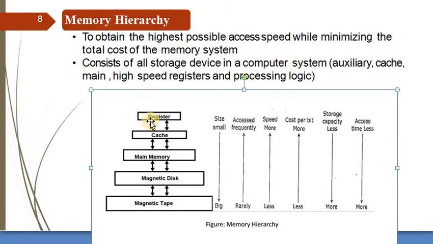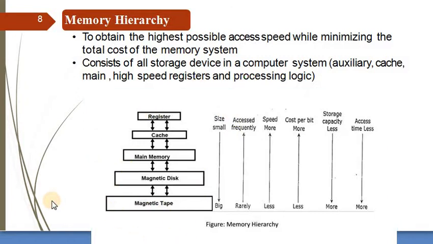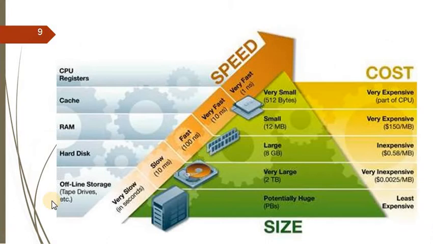In the memory hierarchy, at the top is the register, next to the register is cache memory, next to cache there is main memory, next to main memory there is a magnetic disk and then magnetic tape. This is the memory hierarchy.